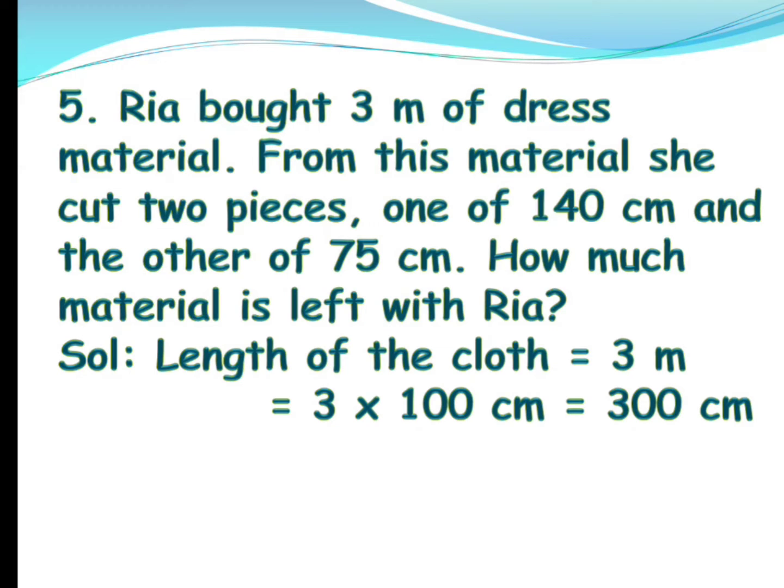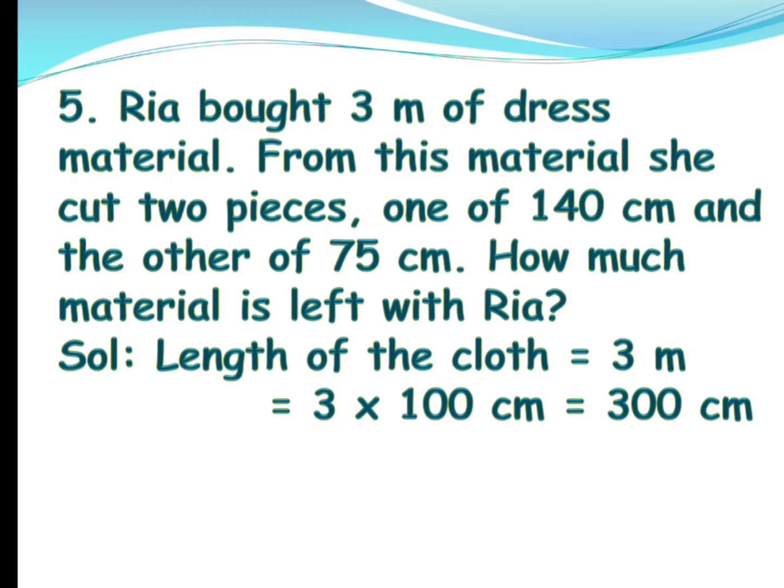So that's why let's convert the length of the cloth into centimeters first. 3 meters to centimeters gives us 300 centimeters. 3 into 100 centimeters will give us 300 centimeters. Why? Because 1 meter is equal to 100 centimeters, and we need to multiply when we are converting a higher unit to a lower unit, isn't it, children? So we have to multiply and write it down.